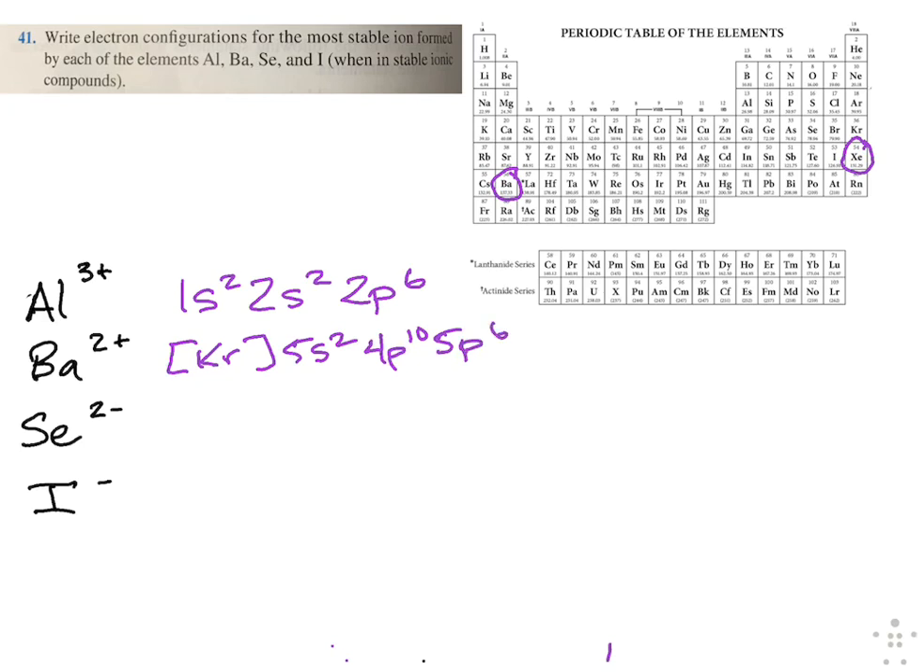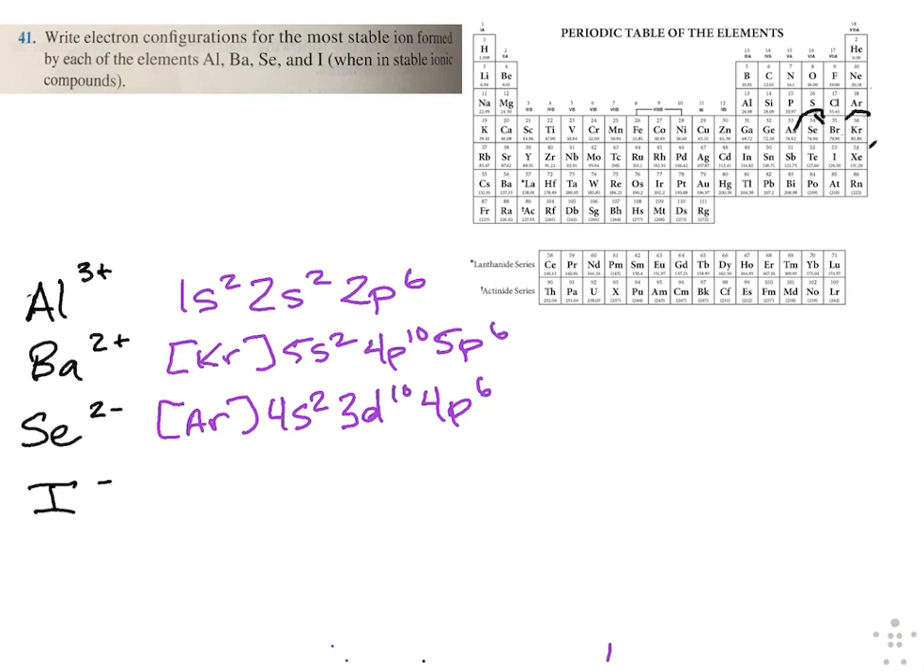So if you're getting the hang of it, now selenium has a 2- charge. So 2- charge means that we would be gaining 2 electrons. And so if we see selenium is right here, gaining 2 electrons would make it isoelectronic with krypton. So the shorthand configuration for that would be argon, and then 4s2, 3d10, 4p6.